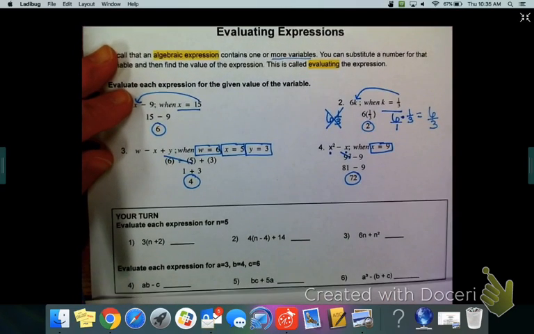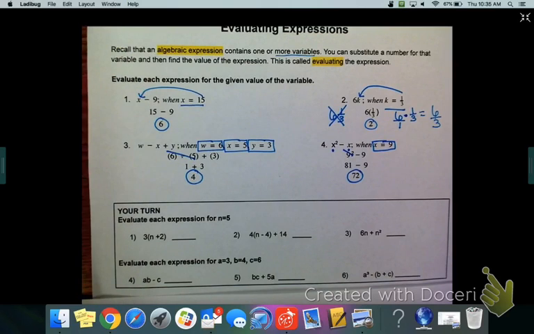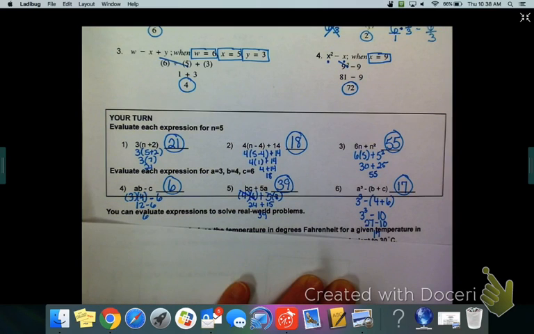It's your turn. I want you to try these your turn problems yourself, and I want you to pause the video. Once you have done each problem, push play and see if your answers match mine. Check your answers with mine. If you have an incorrect answer, go back and compare my work to your work and see if you can find where your error might be.